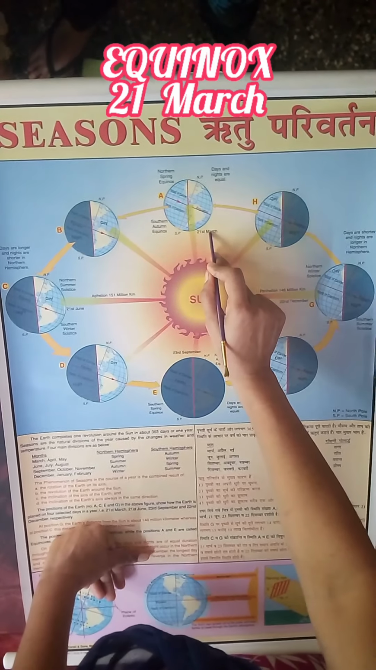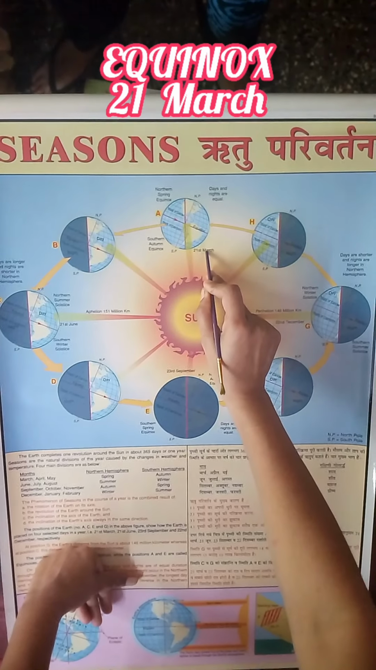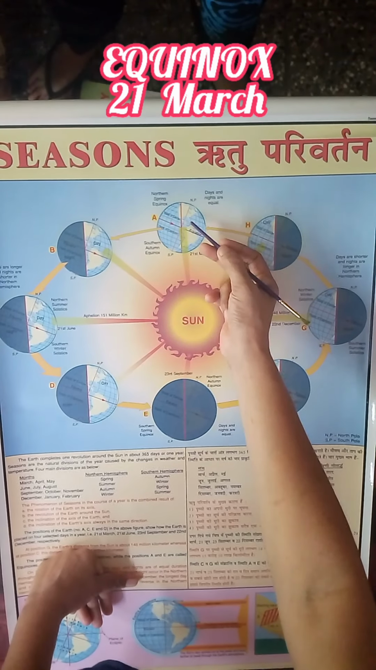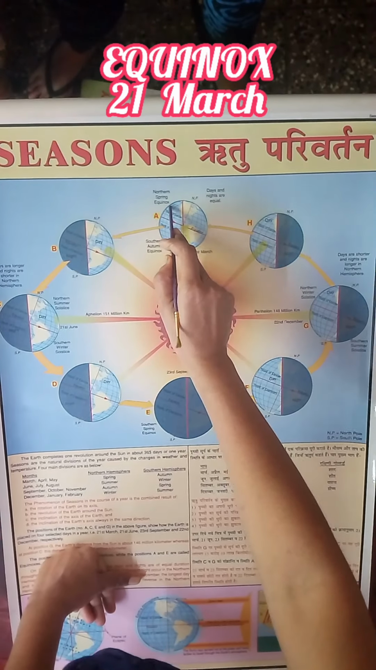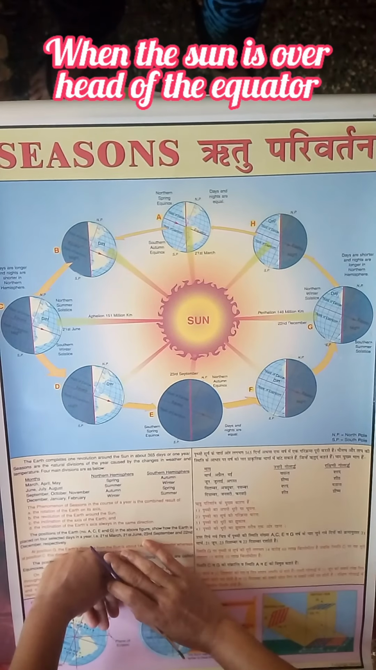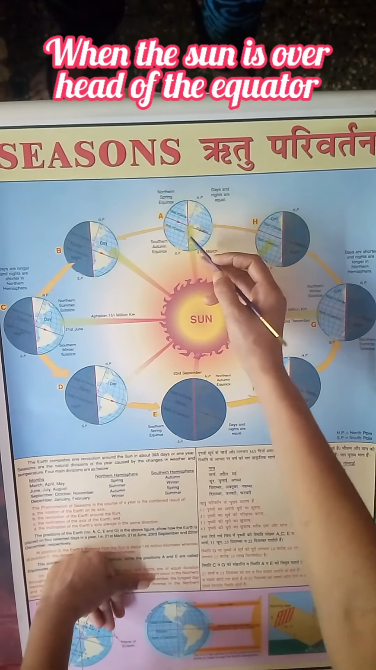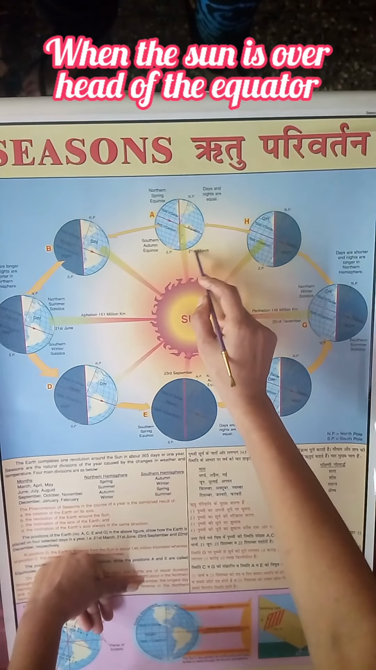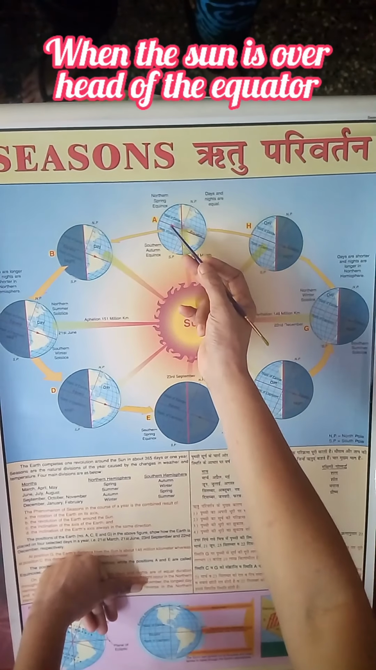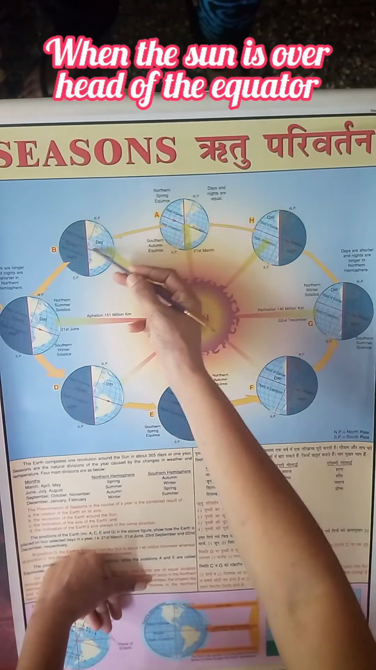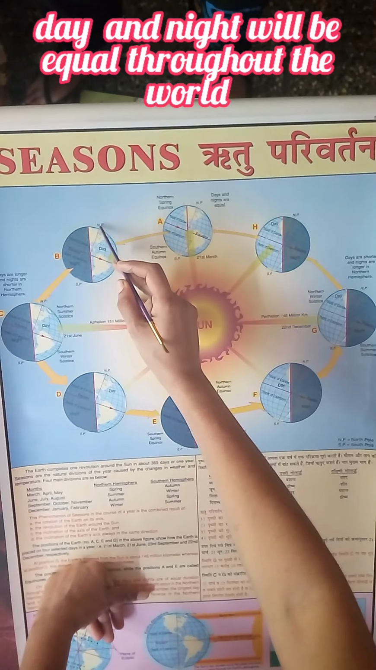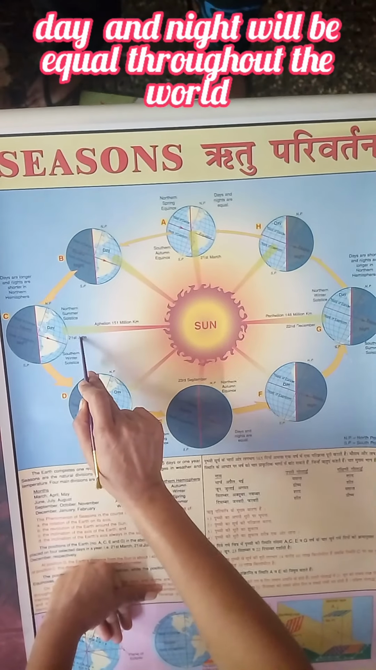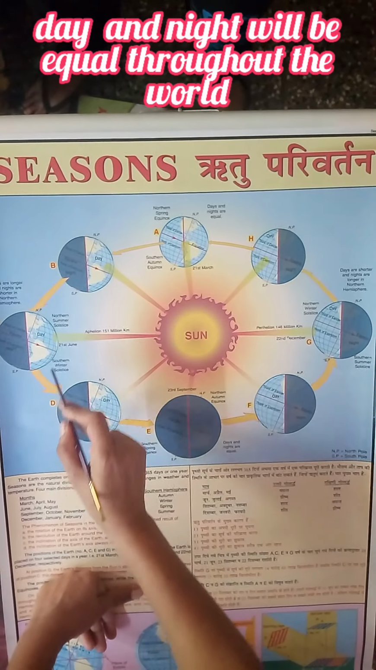So on 21st March days and nights are equal, and this day is named spring equinox. It is named equinox because its meaning is equal day and night: 12-hour day and 12-hour night on the day of spring equinox. The date is 21st March, and the Earth is moving along its orbital path. You can see its axis is tilting.